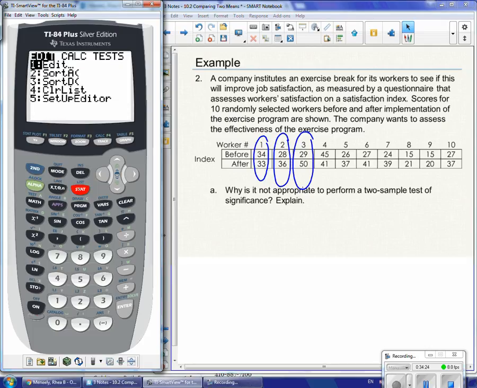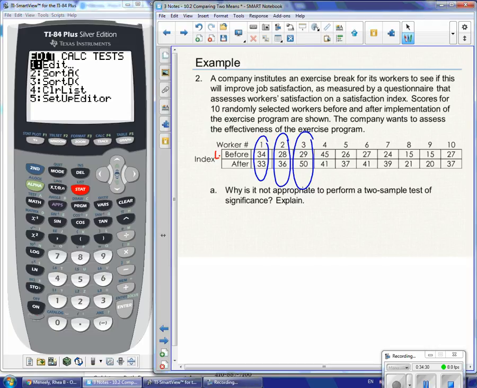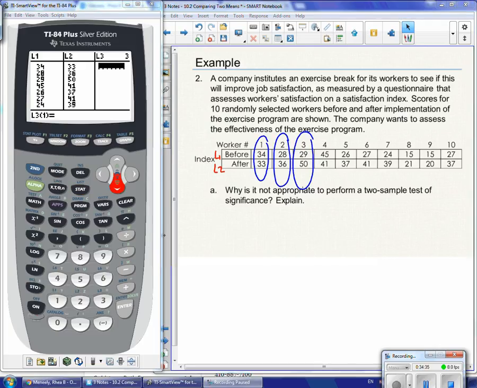So the first thing you do want to do in a situation like this is to go ahead and enter the data into lists. So I'm going to just go ahead and use list 1 and list 2. So go ahead and press pause if you have to and enter your data. Okay, once you've got the data entered in the calculator, what we want to do now is find the difference. And I'm going to do, let's see, we want to see if the exercise program is effective. I'm assuming that a higher rating means that workers are more satisfied.